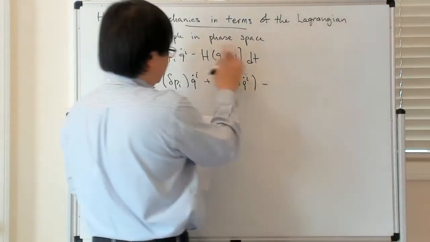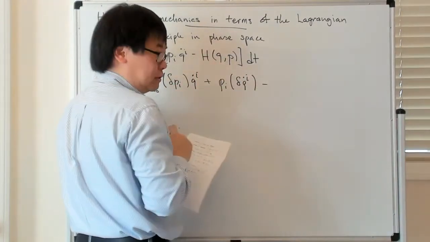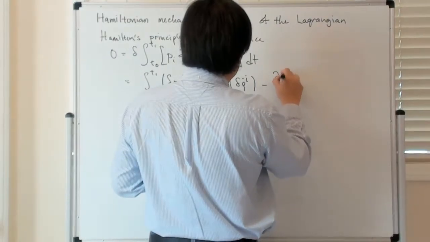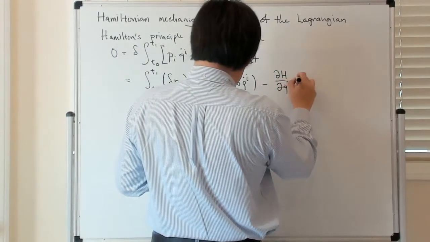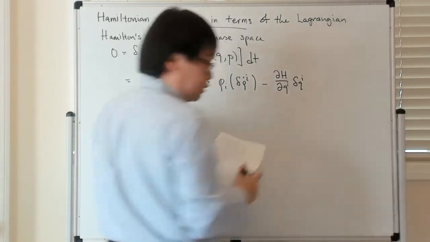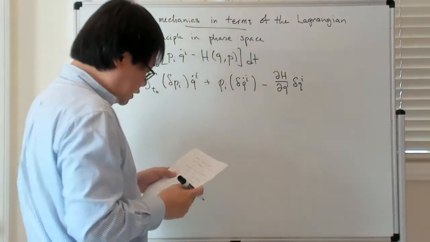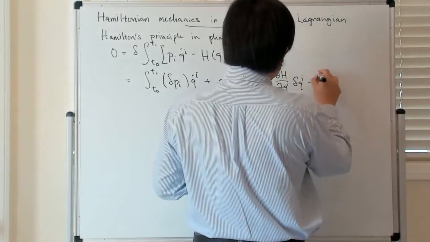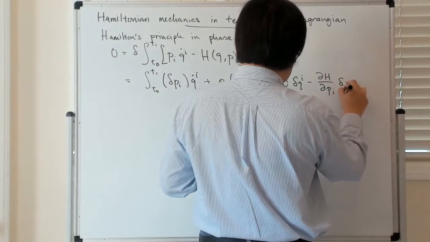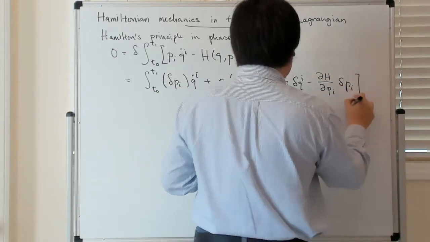And then I have to again apply the chain rule to obtain the variation of the Hamiltonian. So I get a dH/dq term and then variation of q. And I'm just going to put all the indices there, right? Minus dH/dp variation of pi. Okay.